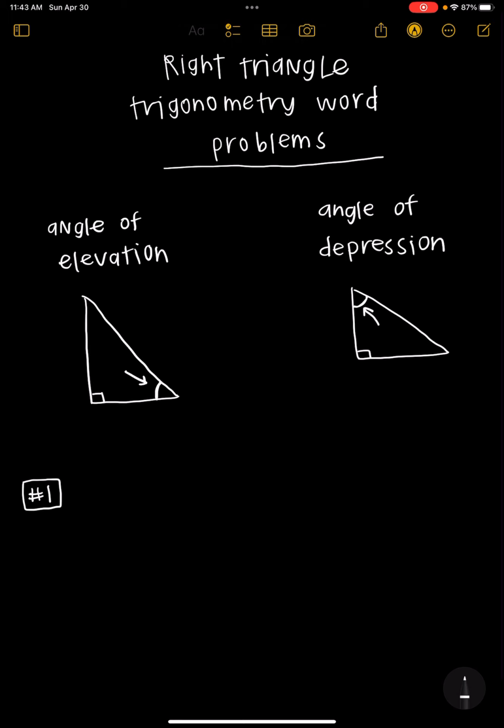So example 1 says, Matt is standing on the top of a cliff above a lake. There is a boat 230 feet away. So I'm going to say boat 230 feet from the base of the cliff, and the measurement of the angle of depression is 42 degrees. How tall is the cliff?